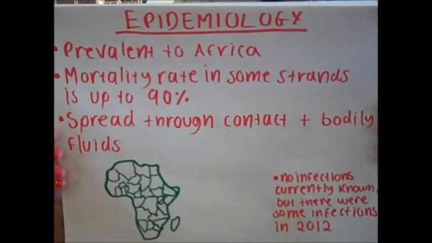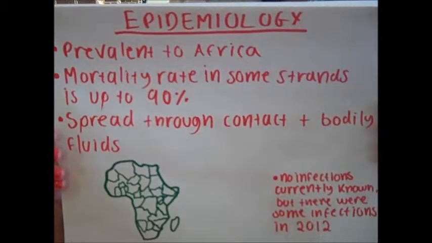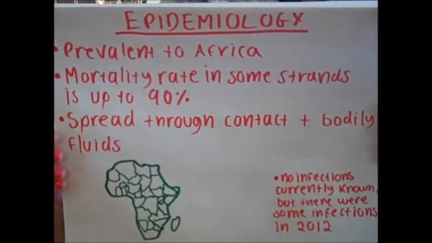Ebola typically spreads through contact with the carrier or through transmission of bodily fluids, where the concentrations of the virus are much higher. Some strains of Ebola have a mortality rate of up to 90%, but thankfully, there have been no reported cases of Ebola this year, although there have been very few reported cases in 2012.